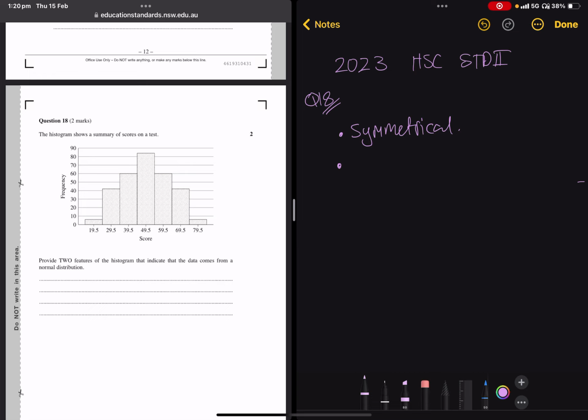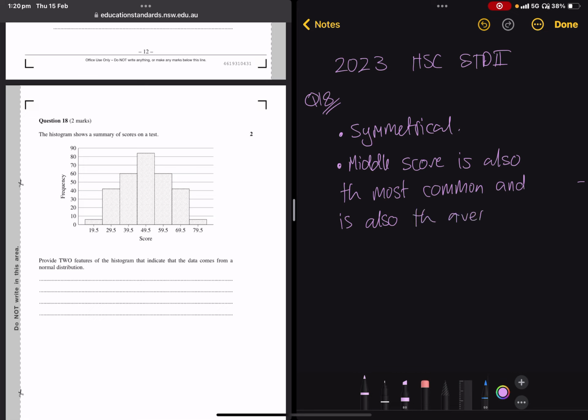And it's the most common score, right? So the middle score is also the most common, and it's the average. It's also the average. So this tells us that the mean is equal to the median is equal to the mode. They're all equal in this case.